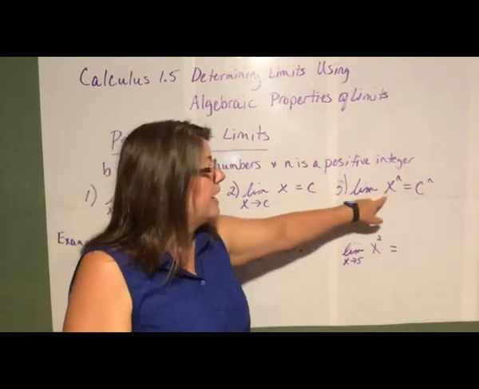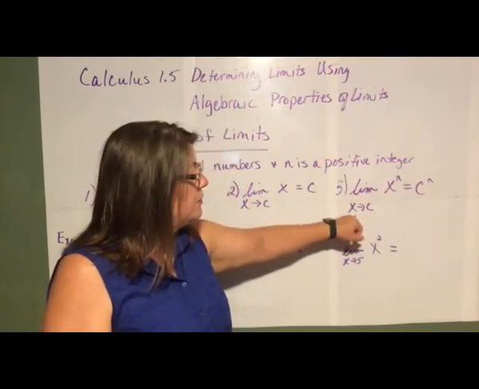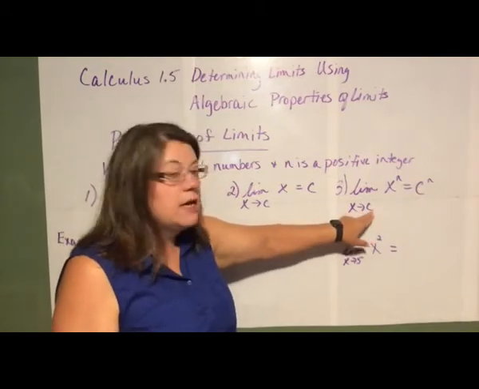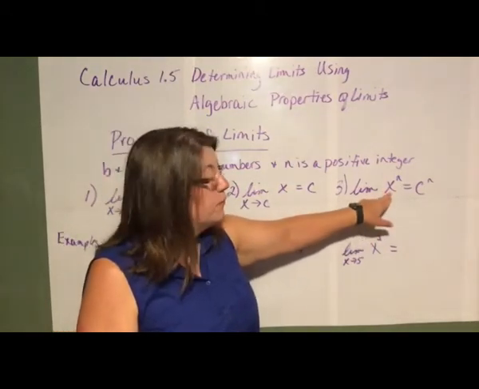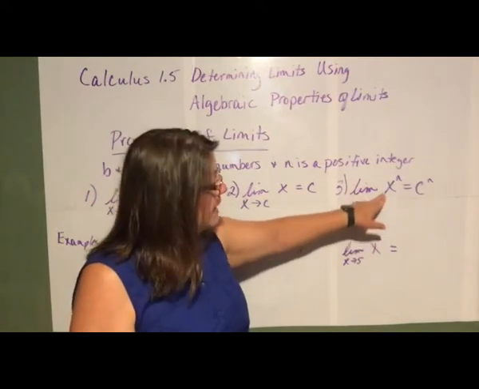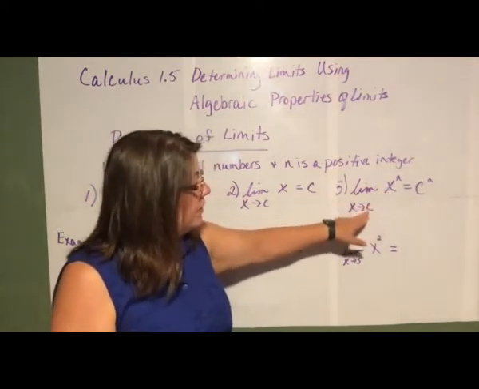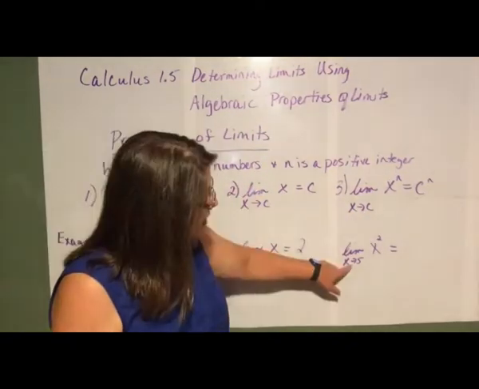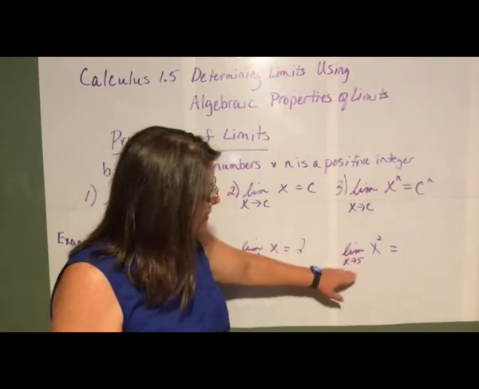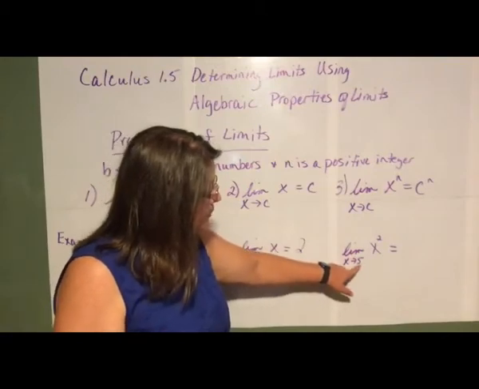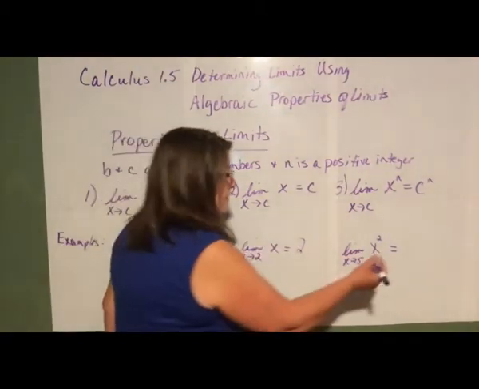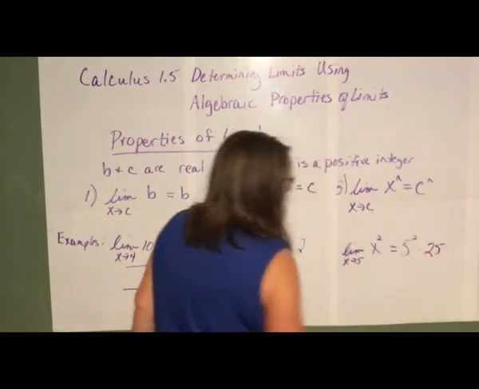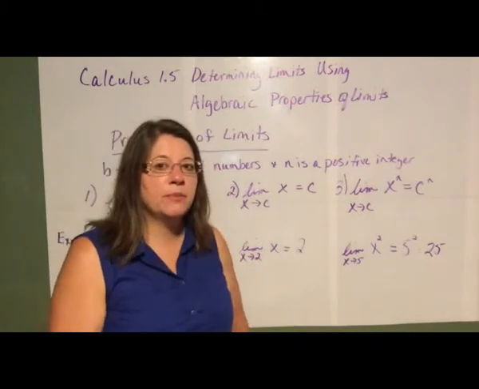Let's look at the next one. The limit of x to the n as x approaches c. Well, remember, if x approaches a number, that number can then be put in for x. So we're going to replace x, or do direct substitution, with that c in for x. So it will be c to the n. So an example of that, the limit of x squared as x approaches 5. I'm going to direct substitute that 5 in for x. That will give me 5 squared, which is 25. So very simple basic properties there.